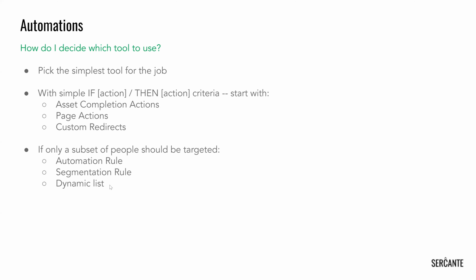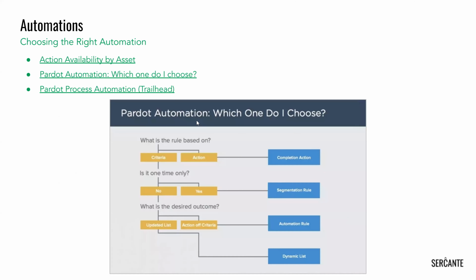or in some cases, dynamic lists. This handy dandy chart is something that I've had bookmarked since the earliest days that I was a Pardot admin. It's a really good way to think about which tool to pick for the job. So what the rule is based on: if it's based on multiple criteria or just a single action, if it's just a single action, completion actions are the way to go.